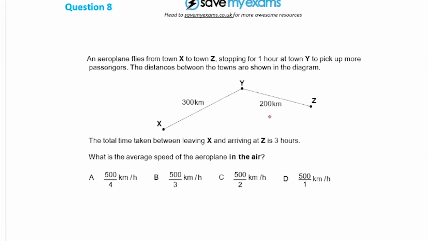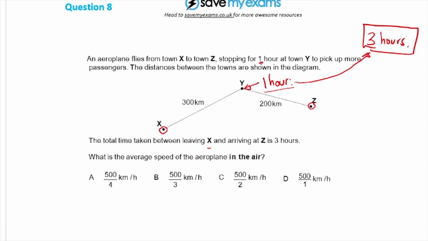Now let's look at this very closely. An airplane flies from X to town Z, stopping for 1 hour. So when it's flying from X to town Z, it's going to stop at Y for 1 hour. Stopping at town Y for 1 hour is time spent without moving, to pick up more passengers. The distances between the towns are shown. The total time taken between leaving X and arriving at Z is 3 hours. But within these 3 hours, there is 1 hour included, the hour where it stopped at town Y to take in more passengers.